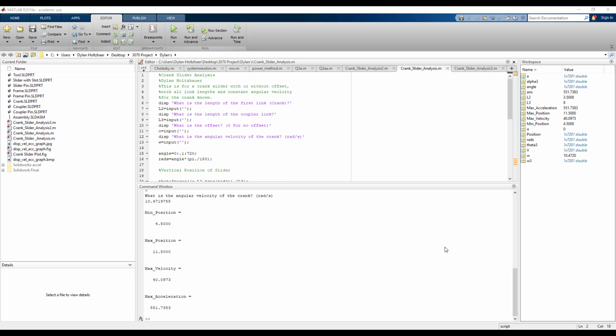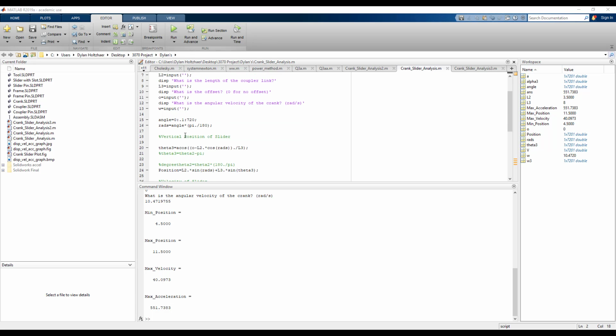This is the analysis of the crank slider mechanism for the power hammer. In MATLAB, essentially what was done was it asks for the dimensions of the crank slider. So it was the length of the first link, second link, the offset, which we aren't using, but it's there if we need it, and the angular velocity of the crank, which we're assuming to be constant.